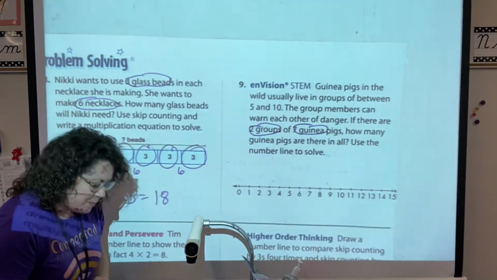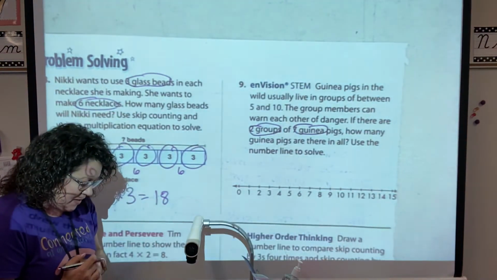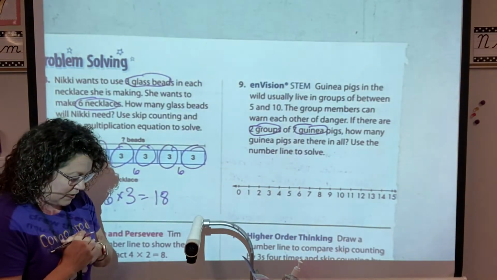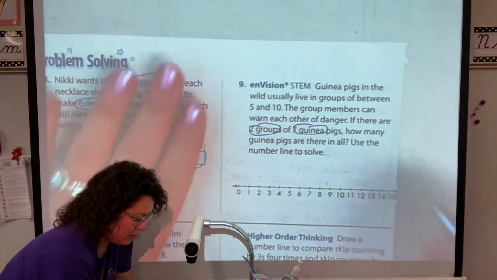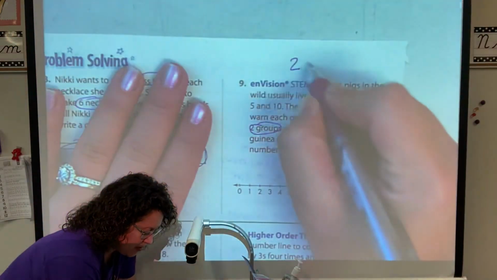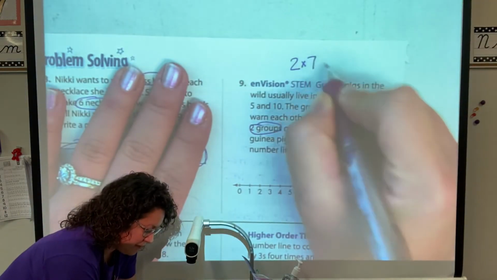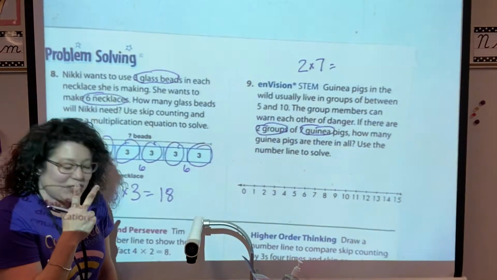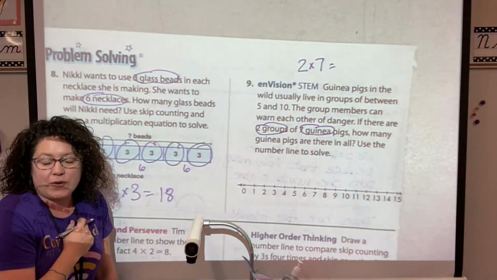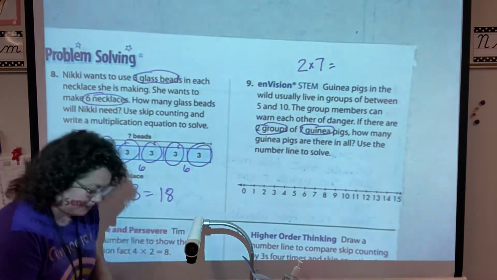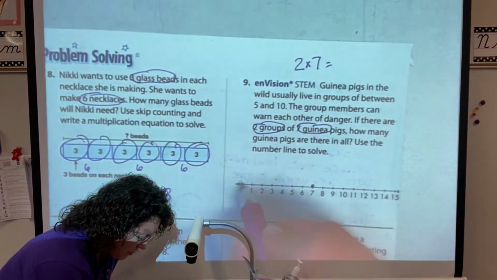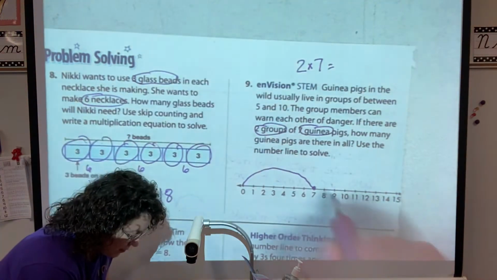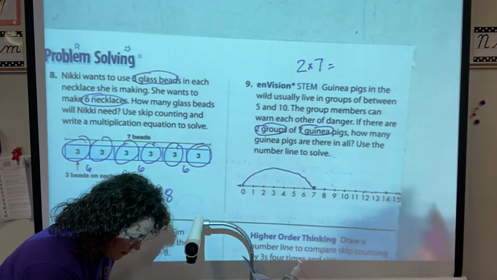So 2 groups, and 7 guinea pigs in each group. So am I gonna make 2 jumps or am I gonna make 7 jumps? Let's write it out. 2 groups of 7. So I'm going to make how many jumps? 2, right. And how many are going to be in each jump? 7. So I know right here's my first jump. Okay. And then I'm going to count 7 more. 1, 2, 3, 4, 5, 6, 7.